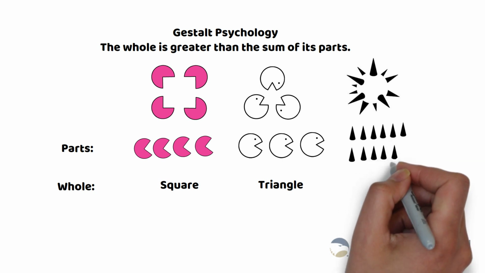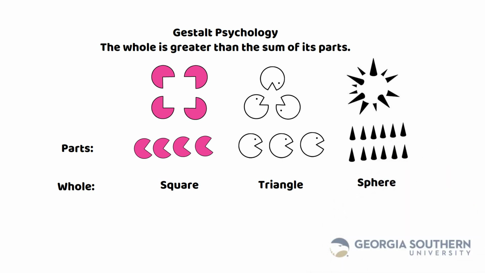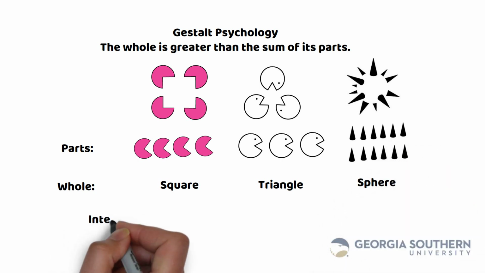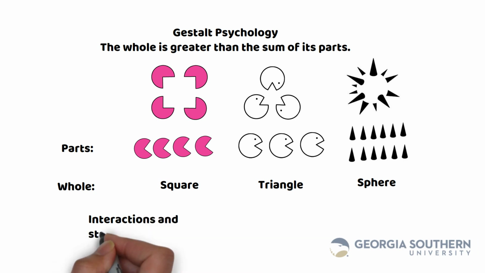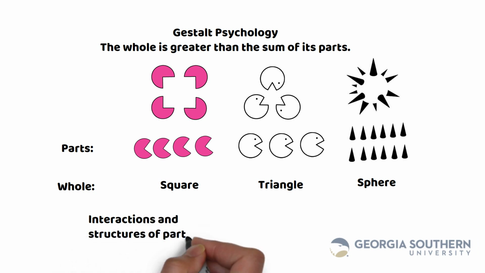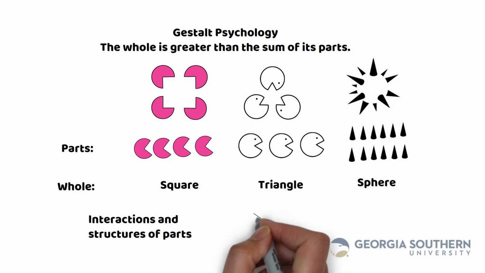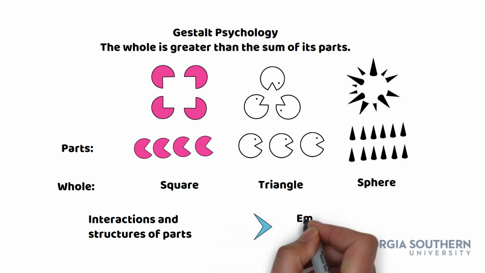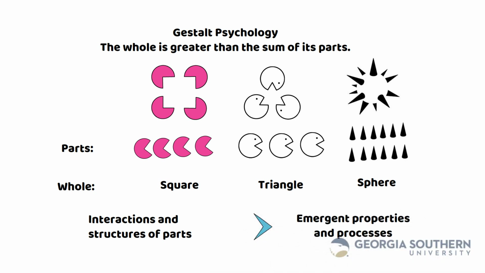The square, triangle, and sphere are patterns, or the whole, that emerged due to the specific arrangement of the parts. From this example, we can see that the whole results from the interactions and structure of the constituent components. The properties and processes of the whole are not observable in isolation, or without the alignment of the parts.